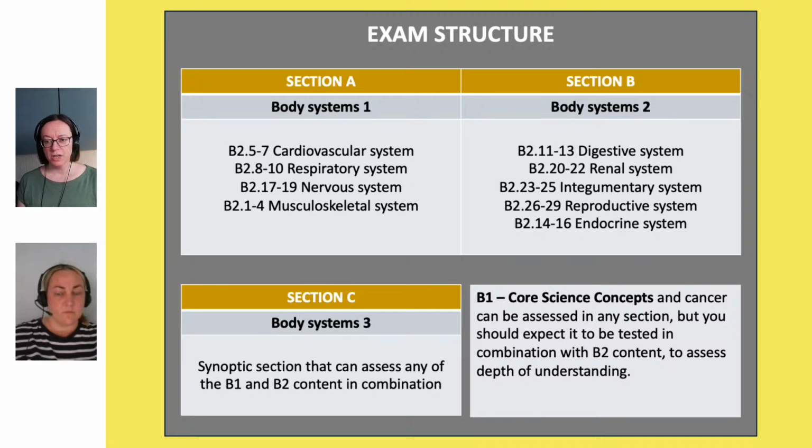And then the core science concepts and cancer can be in any section, so they're woven in throughout all 3 sections. This is to see that you have a depth of understanding. You know about cells in isolation, but do you know about cells in relation to one of those diseases of the body systems or in terms of cancer? Okay, that's enough about the exam structure. Let's get into the revision.